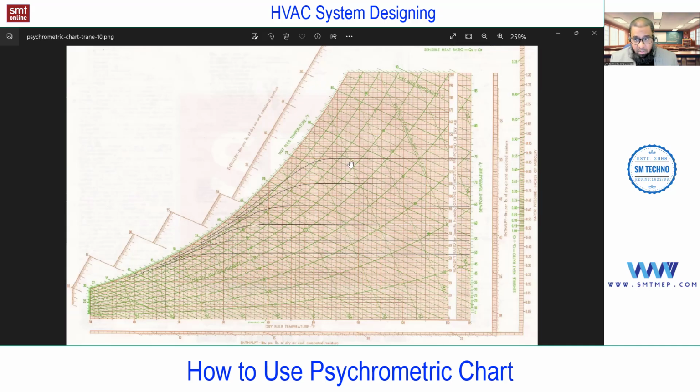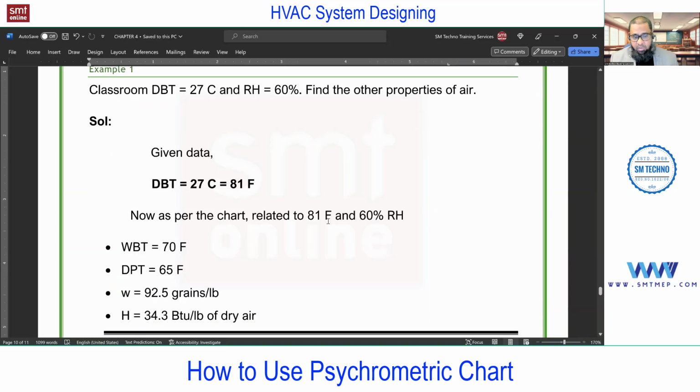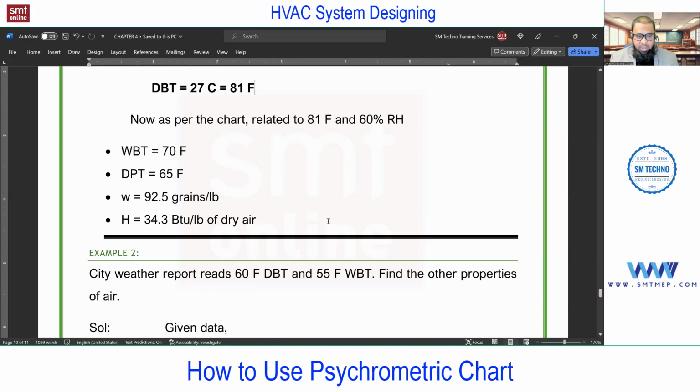You see the black color is the coil curve. We'll discuss this later. At this level, I'm not explaining this because we are just learning how to use this psychrometric chart. At the time of application, we'll discuss more points like contact factor and bypass factor. That is very, very important.